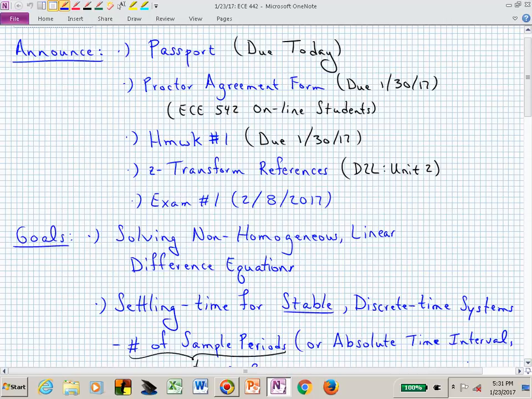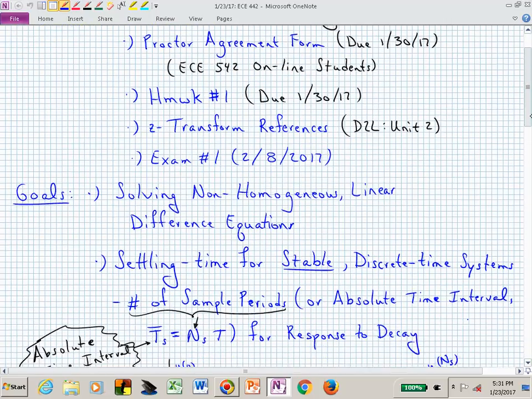And just as a warning, exam number 1 is basically 2 weeks away, 2 weeks from Wednesday, just to remind you, just to get you thinking about where we are in the semester. And we'll have homework number 2 due a week after homework number 1. So homework number 2 will be on the 6th of February. That's not on that announcement page, but it's implicitly there.